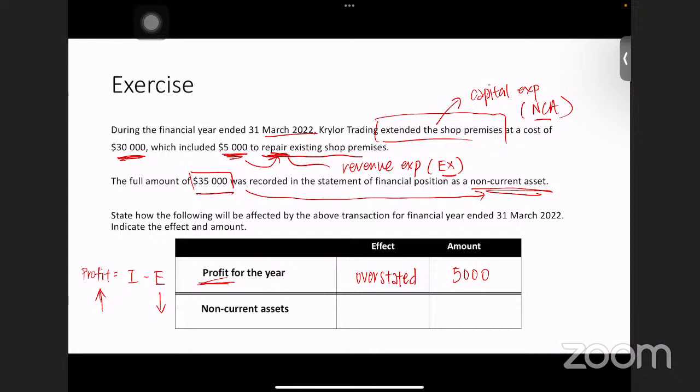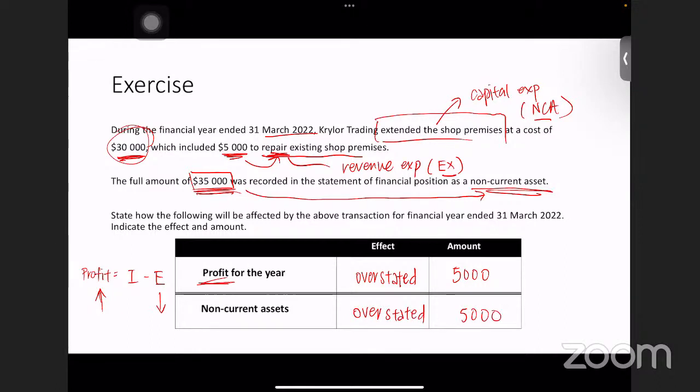Okay, next one, NCA. Same idea here. By right, my 5,000 should be an expense, but instead of an expense, I put it as an NCA. So my NCA is higher, right? By right, my NCA should only be 30,000, but now I put it as 35,000. So here, overstated. This one should be quite straightforward.